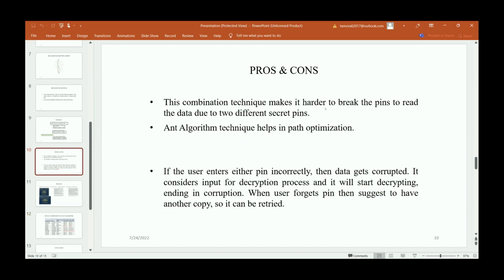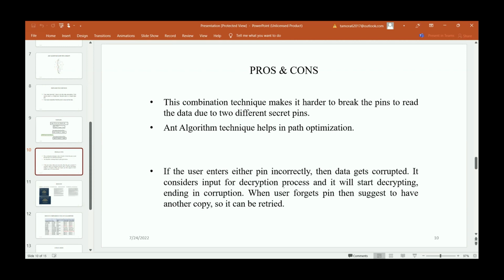So going back to the pros and cons. Yes, this combination makes it harder for any hacker to decrypt the image or break it, because it has two different secret pins. The next thing is the ANT algorithm helps in path optimization. So we know how we have to travel so that the decryption would be faster.